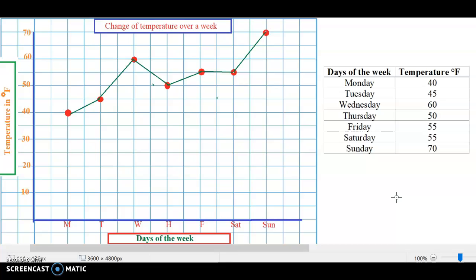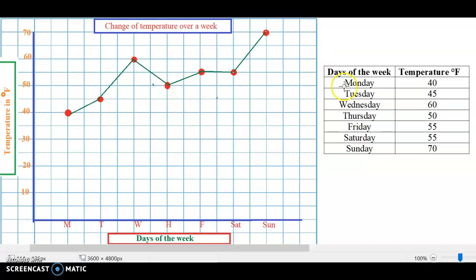One advantage of using a graph to show the data points is that you can easily and quickly see the information. For example, if I ask you what is the warmest day of the week, you can just look at the highest point and tell me this was Sunday. What was the highest temperature? You can just go to the temperature and tell me it was 70 degrees Fahrenheit. What was the coolest day of the week? Well, it was Monday, and it was 40 degrees Fahrenheit. It just makes it easier to access the data.